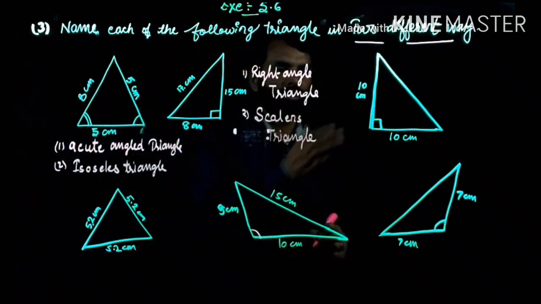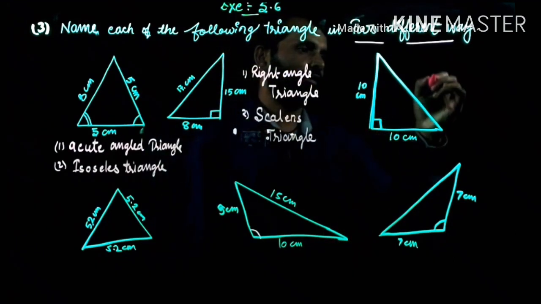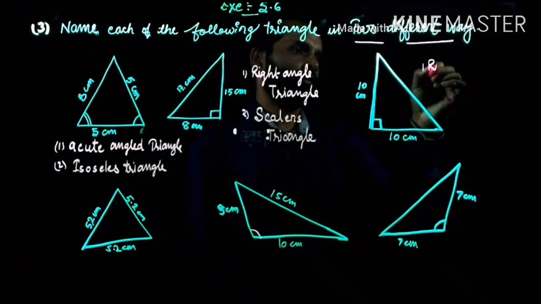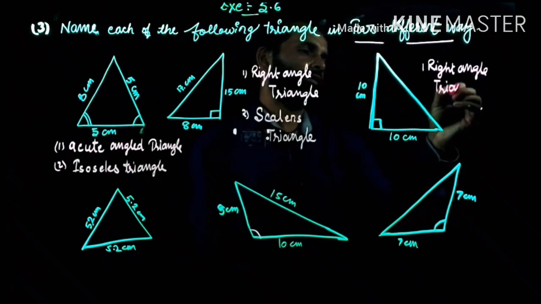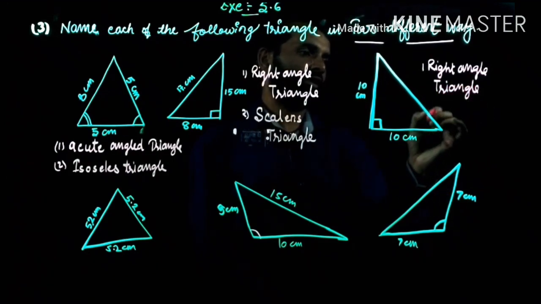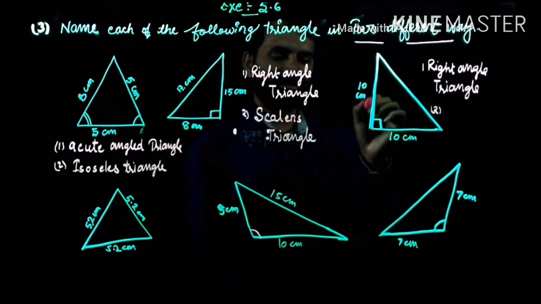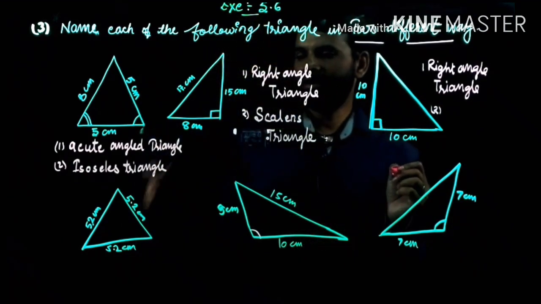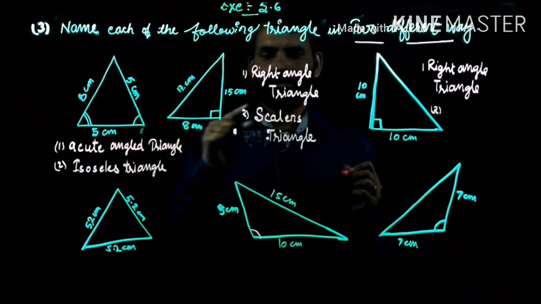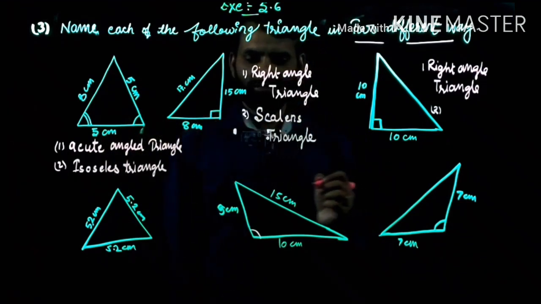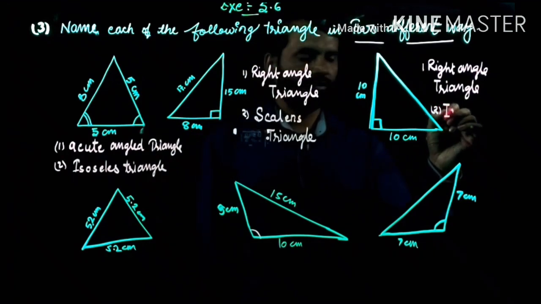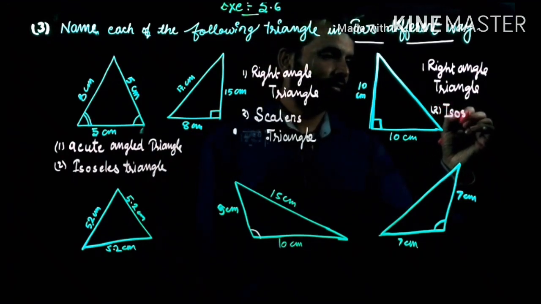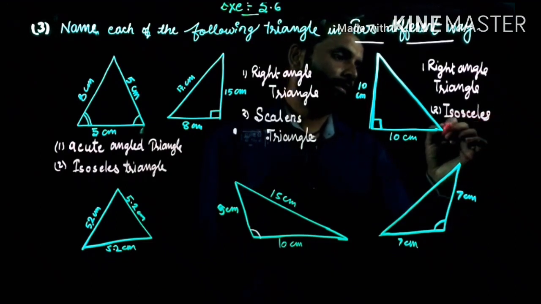Okay. Next, again there is a 90 degree angle. The first name is right angle triangle, and the second name is based on two equal sides. Two sides are equal, the same as here in the first diagram, so the name is isosceles triangle.